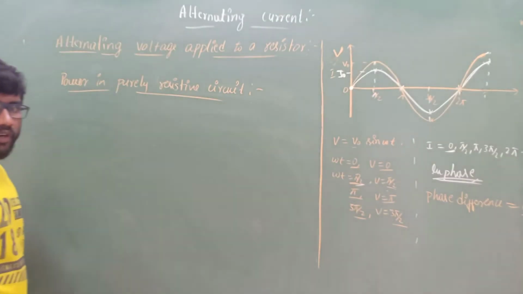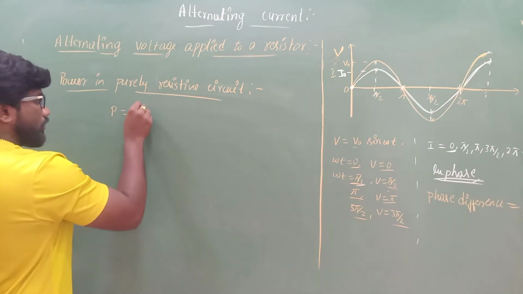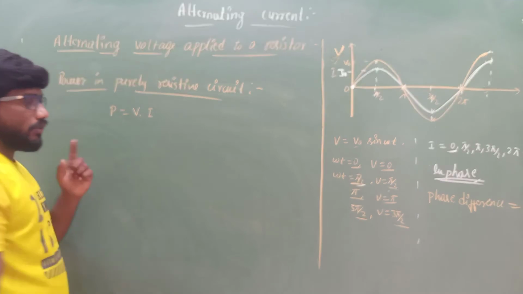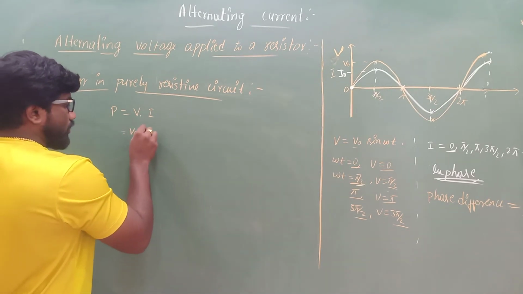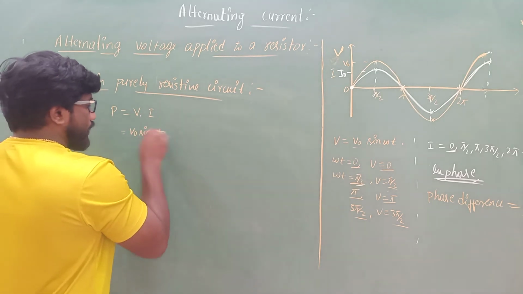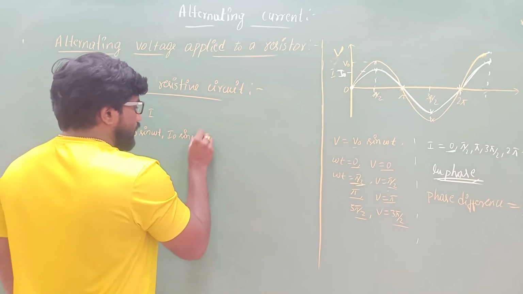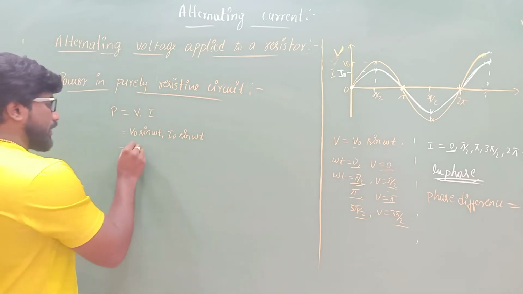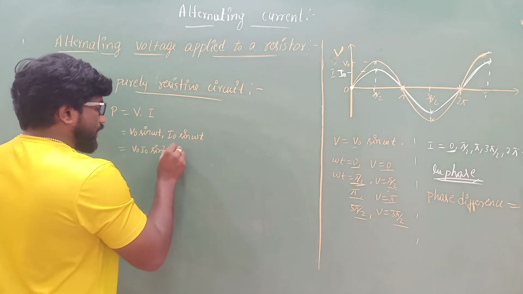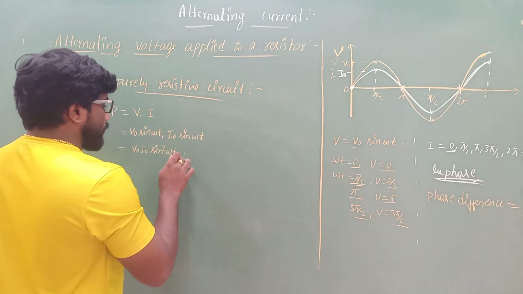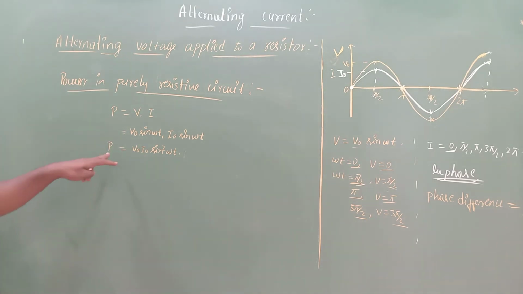So we know the formula. P is equal to what? In current electricity you have already studied, P is equal to V into I. Here we know the value of V and I. Substitute here. So V is equal to V naught sine omega t, and I is equal to I naught sine omega t. So that can be written as V naught into I naught sine square omega t, that is P.